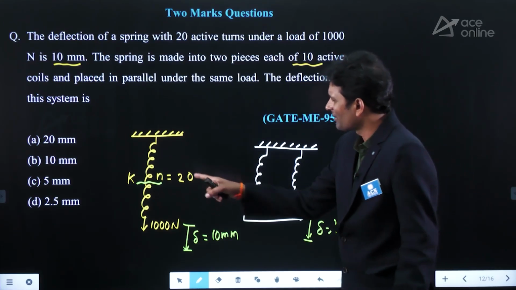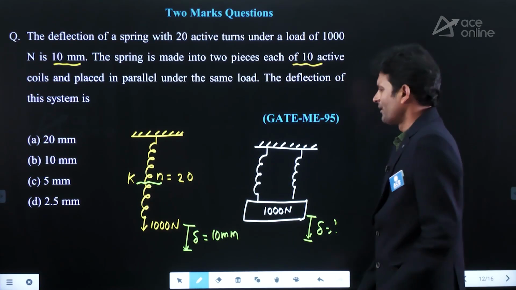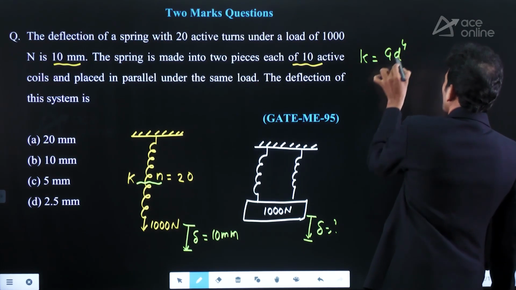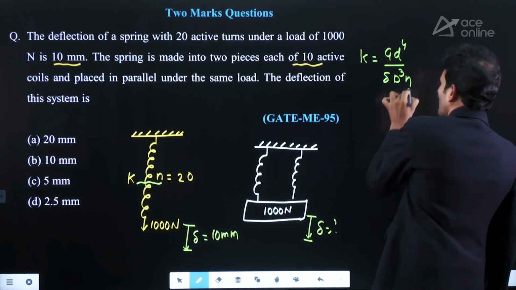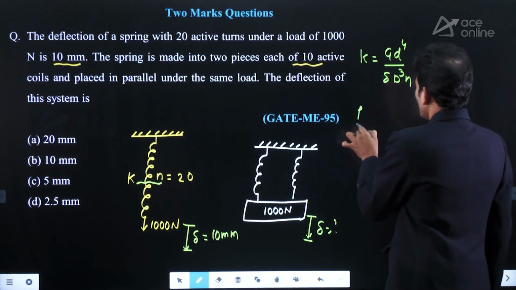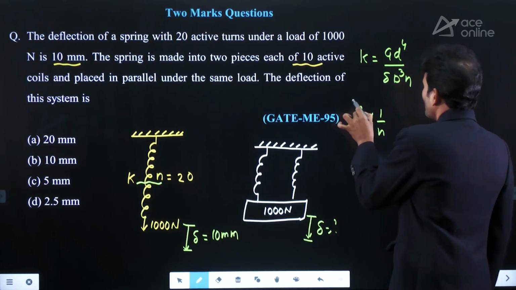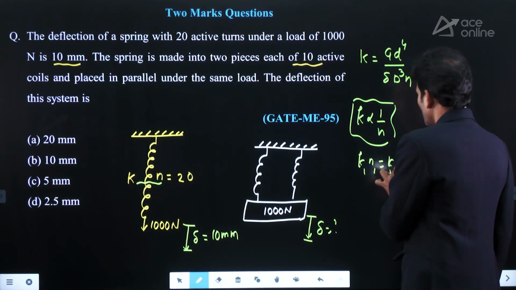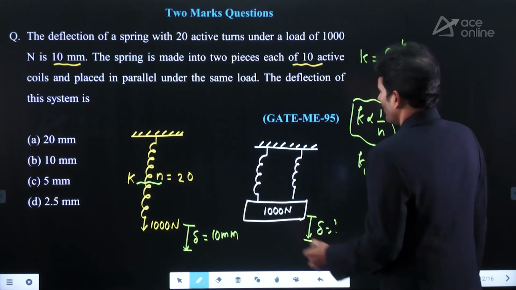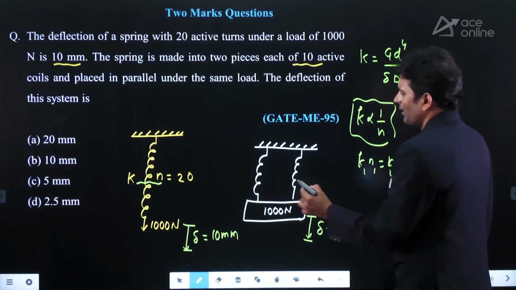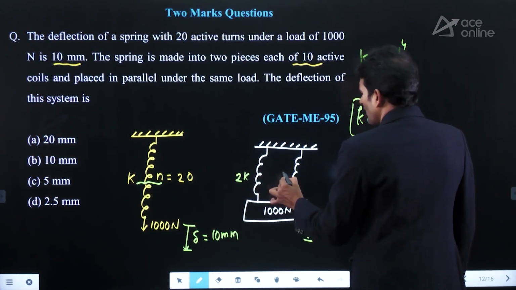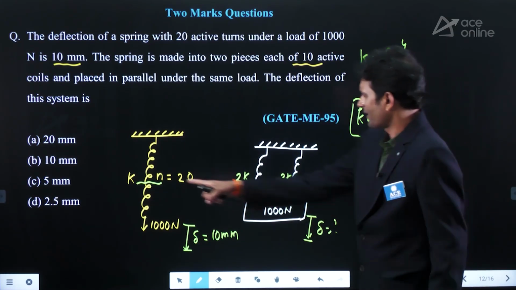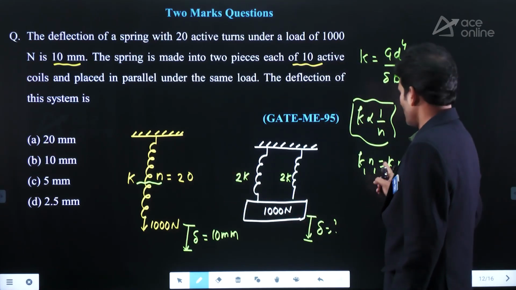First of all, what is the relation between K and N? We have already seen this one. K equal to G d raised to 4 divided by 8 D cube N. Standard formula. When you are observing the relation between K and N, K is inversely proportional to N. That is nothing but K1 N1 equal to K2 N2. We are cutting the spring into two parts, then automatically this part gives a stiffness of 2K. Obviously, just substitute: K1 is K, N1 is 20, K2 we require.